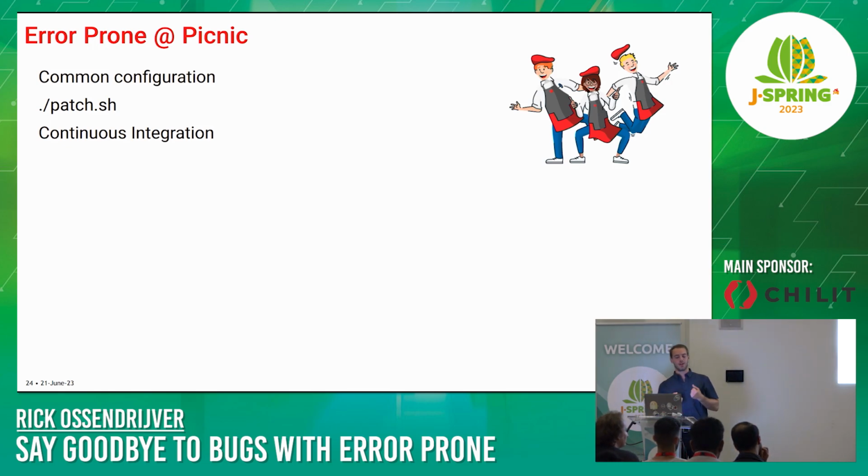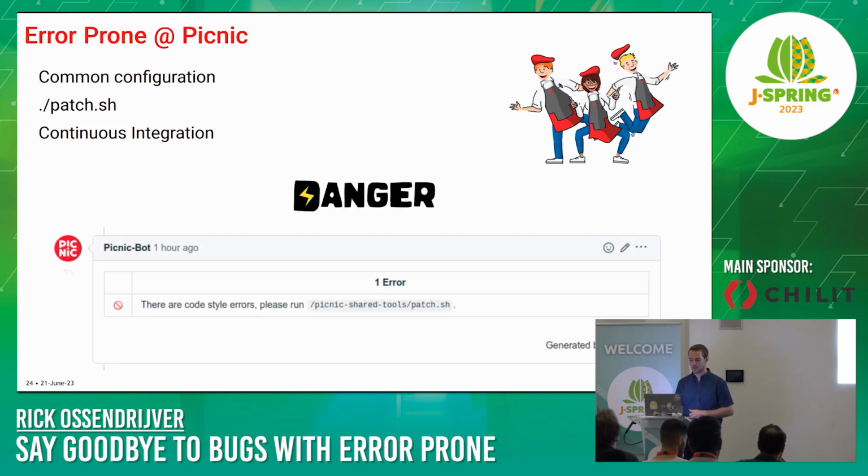And that's really convenient for our CI, because if you wrote some code, you actually should run patch afterwards before you open a pull request. But let's say the developer forgot that and creates a pull request. Our CI starts to do a lot of extra checking, and notices that the developer has a violation of one of the checks. Well, we have a nice tool called Danger, and the Picnic bot will say, hey, there are code style errors, please run the patch script and inspect the result and try to fix it.